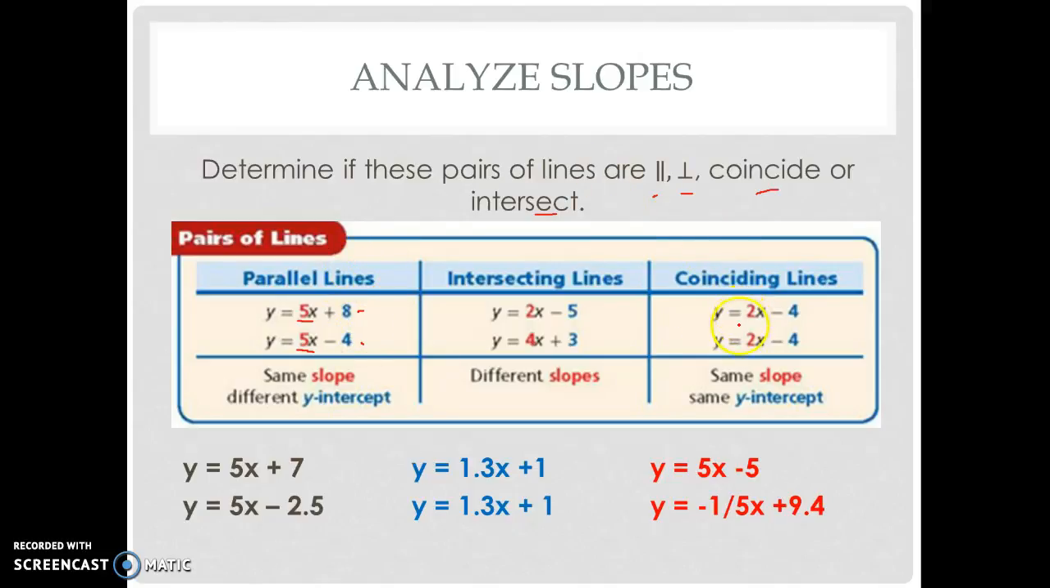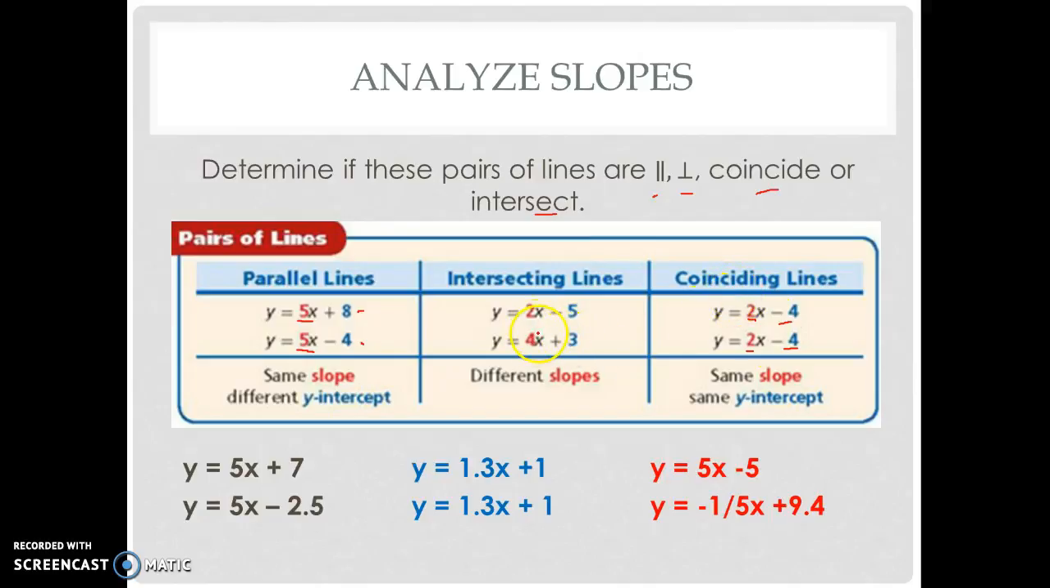Whereas if they had the same slope and the same y-intercepts, the same slopes of 2 and same y-intercepts of -4 and -4, this is the exact same line. If you graph them, you would not be able to distinguish from one line to the other. So this would be coinciding lines.